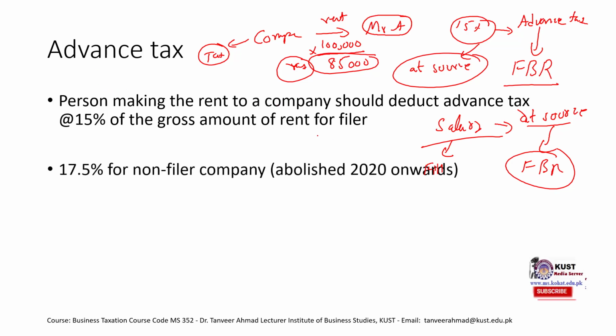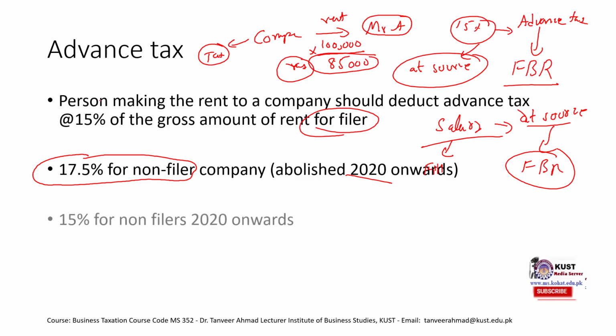Now this is for a filer, right? But before 2020, the rate for filer and non-filer was different. For non-filer, the advance tax rate was 17.5%, but for filer it was 15%. But from 2020 onwards, the rate has been standardized. Remember, we are discussing the income from property for the case of a company. Whether the company is a filer or not, 15% of tax would be deducted as advance tax.